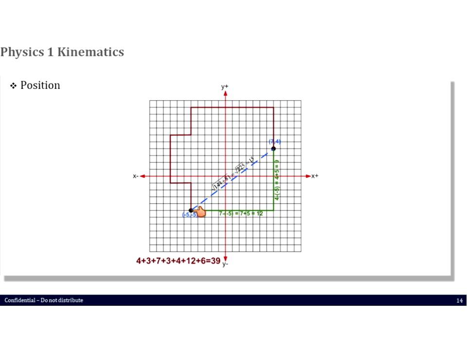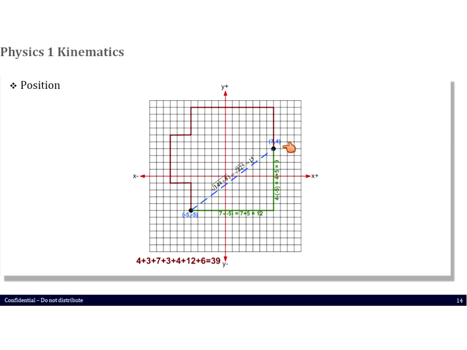So this is another scenario here. The person started from here at the point -5, -5, and took this route, this red line, and reached the point 7, 4. If you want to find the distance, just add the lengths of these segments, and you get 39 here. But displacement is the length of the straight line joining the starting point and the finishing point, and that is this dotted line.